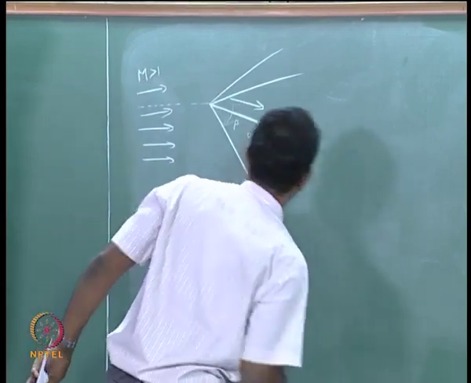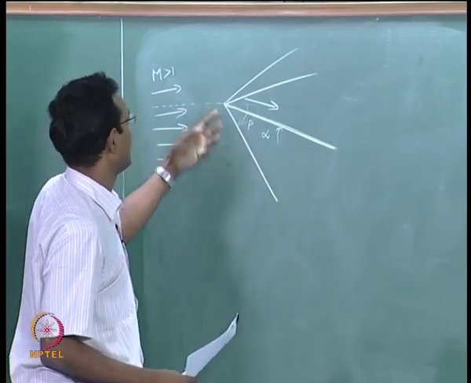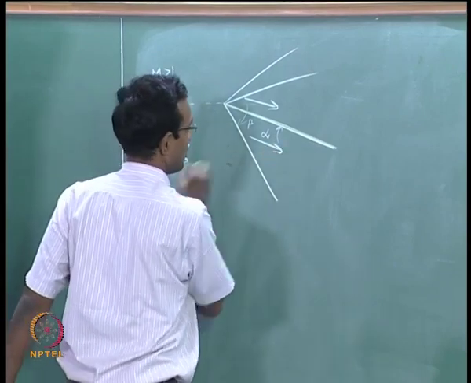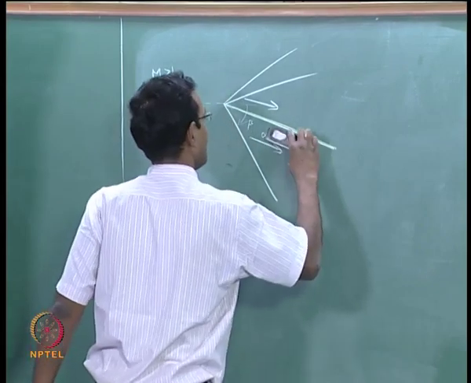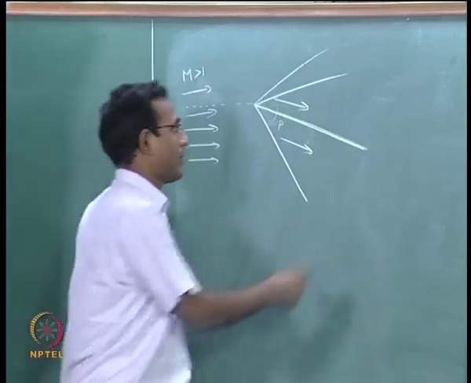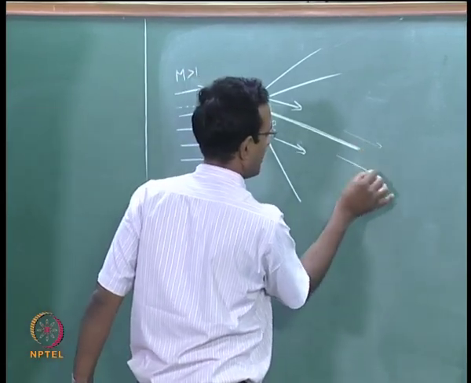Let us say that green thing is my plate, this is my shock, this is my expansion. I have drawn this, my flow field here is also parallel like this. Okay. Now the next thing to do, I have to find what will happen on the back. This flow field is going to go like this, this flow field is going to go like this.